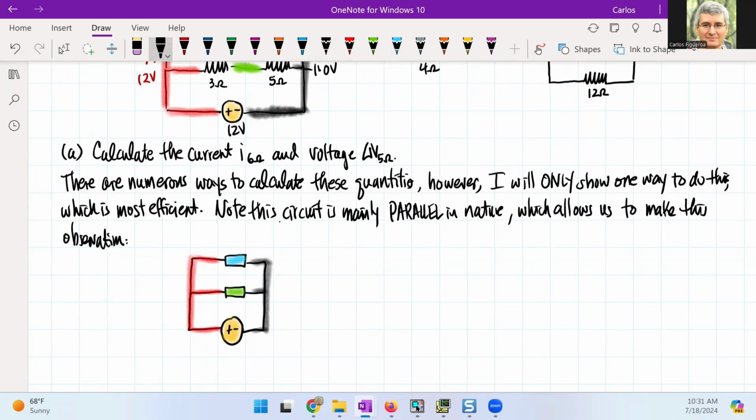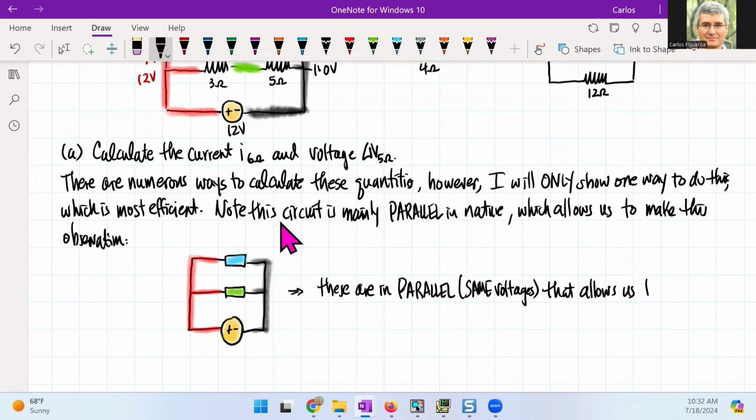So what this is really telling us here is that these are in parallel, and that just means same voltages, that allows us to break apart into an easier form.